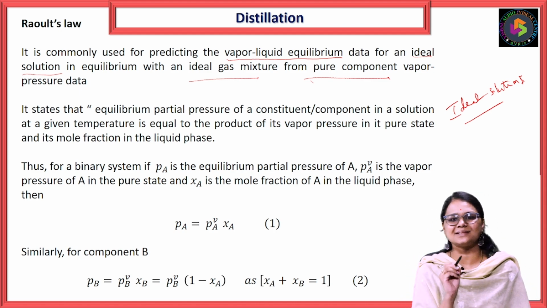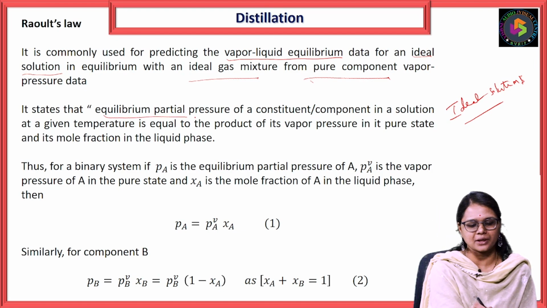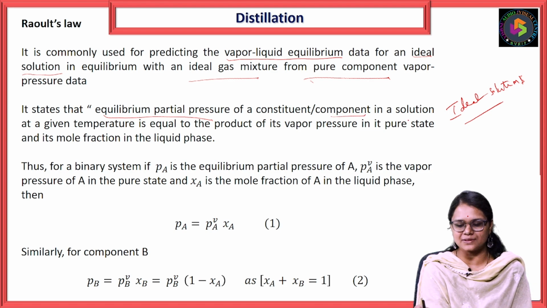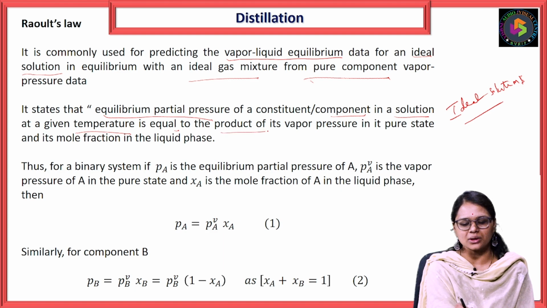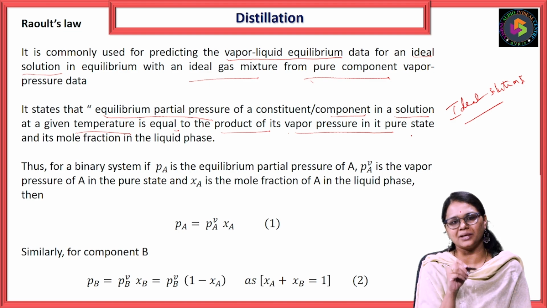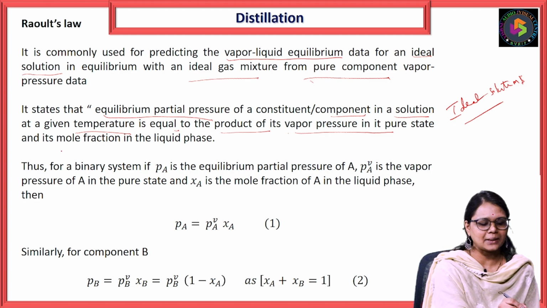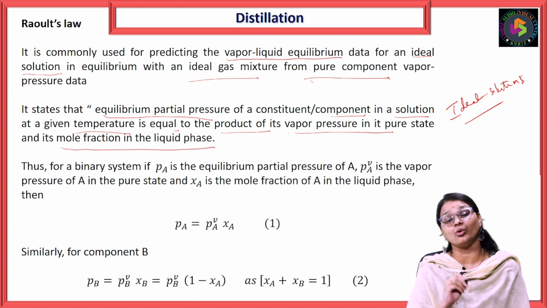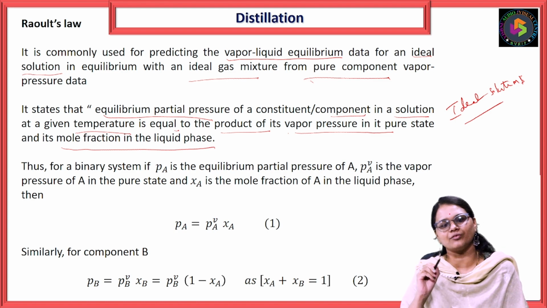The basic definition of Raoult's law is: the equilibrium partial pressure of a component in a given solution at a given temperature is equal to the product of its vapor pressure in the pure state and the mole fraction of the component in the liquid phase, not in the vapor phase, only in the liquid phase. This is the simple definition of Raoult's law.